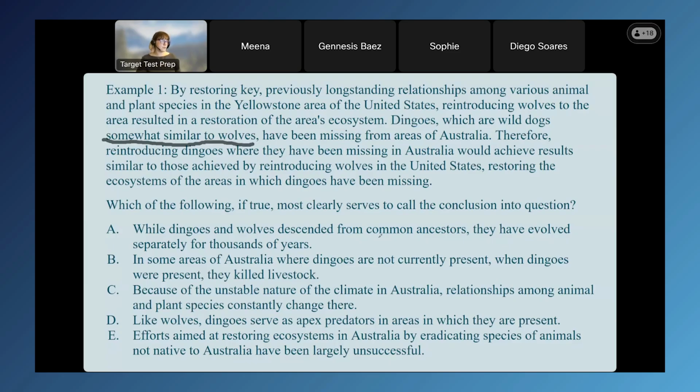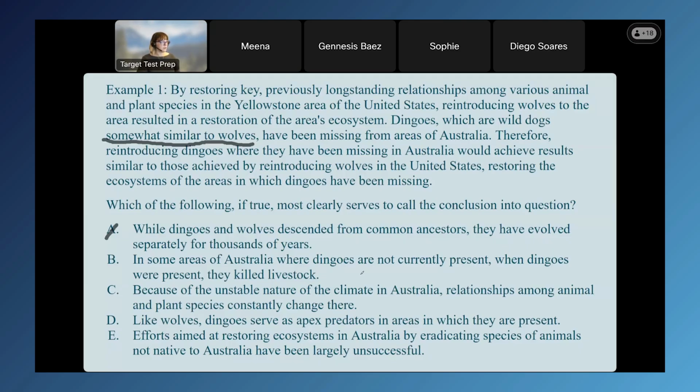So even if dingoes and wolves have descended from common ancestors and they aren't perfectly similar, the author has already considered that they aren't perfectly similar. Also, just because they have evolved separately for thousands of years, it doesn't mean that they're necessarily super different from each other. It just means that they evolve separately. So you want to be careful not to spin stories about things that aren't being said. For instance, if you were like, oh, they must be quite different if they've evolved separately, that's going a little bit past what this answer says. Don't give this answer too much credit.